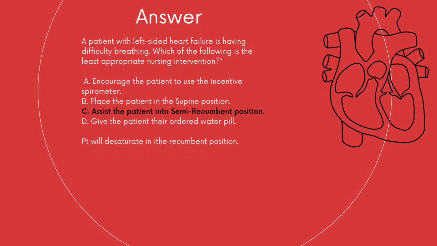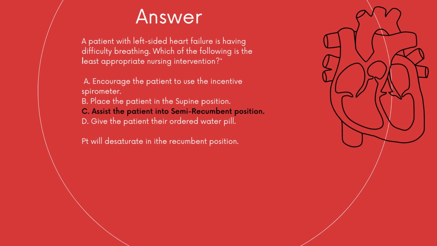The answer for this question is assisting the patient into semi-recumbent position is least appropriate. This position is truly only used for placing suppositories or getting a rectal temperature. A lot of times I see students get it confused with semi-recumbent and semi-Fowler's. Semi-Fowler's is a somewhat upright position, and that would actually be very appropriate for this patient. If they have difficulty breathing, we should put them into semi-Fowler's because that is head of the bed above 35 degrees.